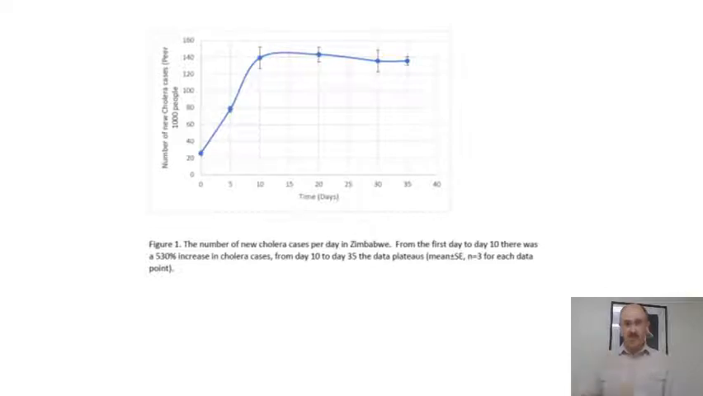Okay, so beneath that then we have the caption. This is where students struggle the most. So we always start with the word figure and a number, typically figure 1, unless there's more than one figure in an assignment. Then you might have figure 2 and 3. So figure 1, period. Then a title, the number of new cholera cases per day in Zimbabwe, period. Then you describe the data quantitatively. From day 1 to day 10, or from the first day till day 10, there was a 530% increase in cholera cases. Or you could do fold change.